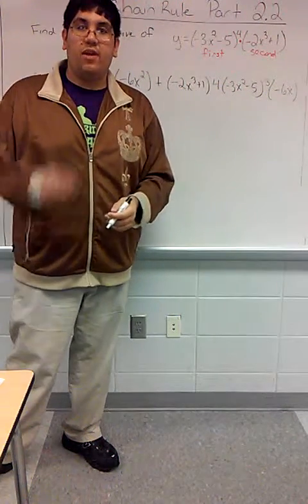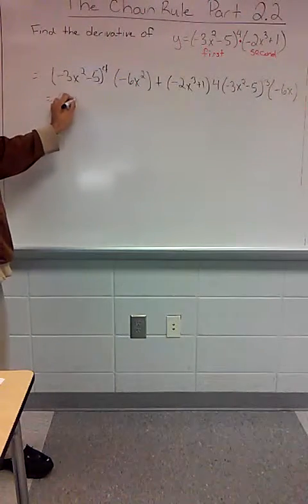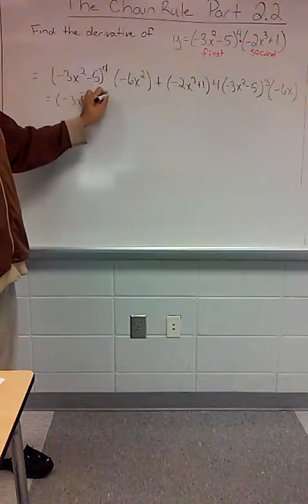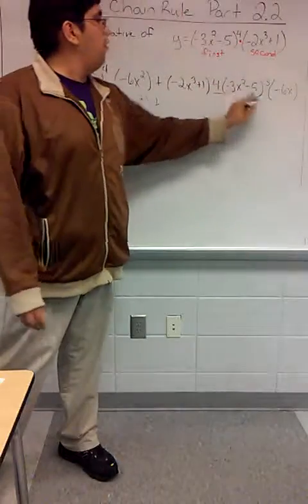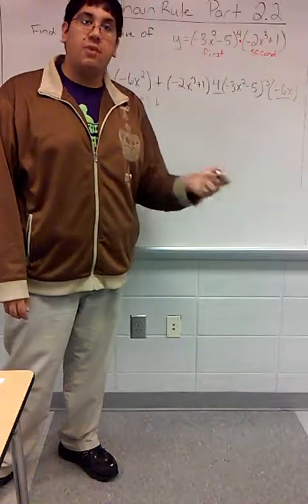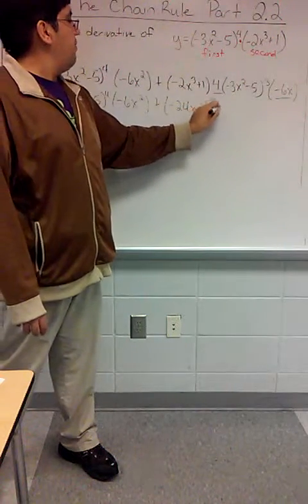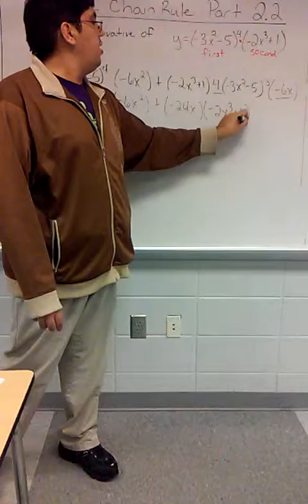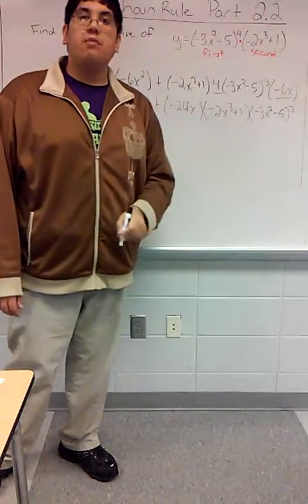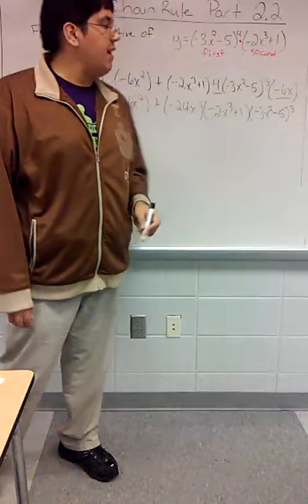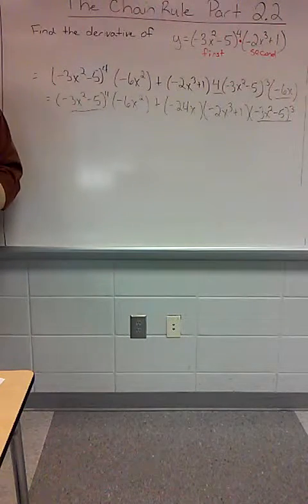Now that the calculus is finished, let's do some algebra to clean this up. I'm going to leave negative 3x squared minus 5 to the fourth and negative 6x squared alone. But over here, I notice I have 4 times a negative 6x, which would be negative 24x. And then I'll have negative 2x cubed plus 1 and negative 3x squared minus 5 to the third. Now I'm going to try and factor out my greatest common factor, which in this case would be negative 3x squared minus 5 to the third.